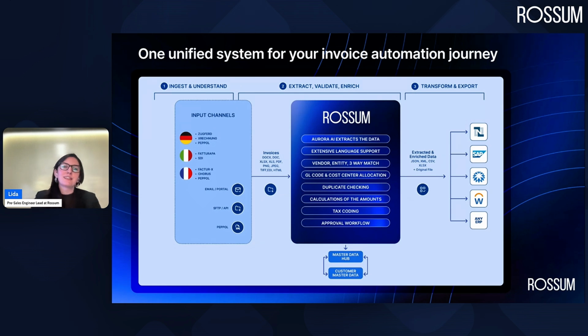What Rossum is suggesting is one unified system for the invoice automation journey. So the way we're thinking about it is that we are putting together a platform that can receive invoices from all of these different channels, whether it's sent by email, whether you're receiving it through other platforms, or whether it's an electronic invoice sent through the government portal, through PEPPOL, or as an attachment to the email in some countries.